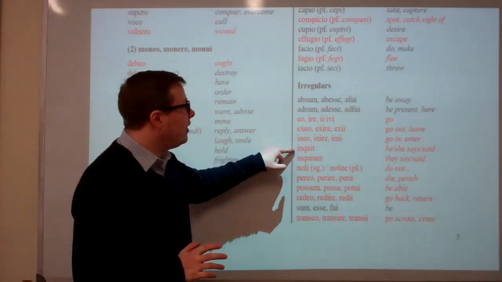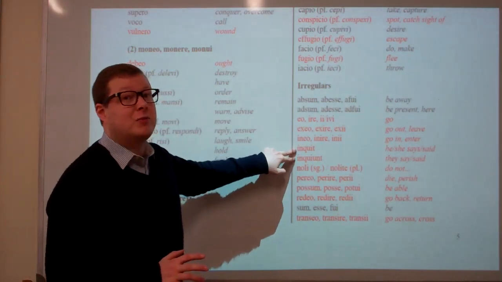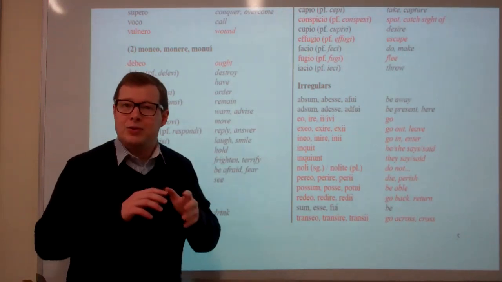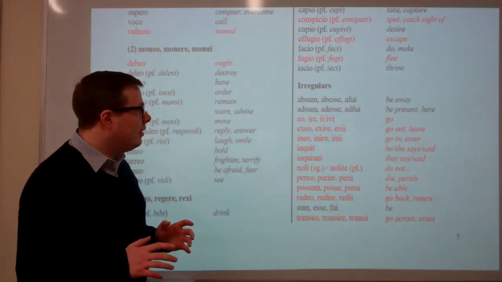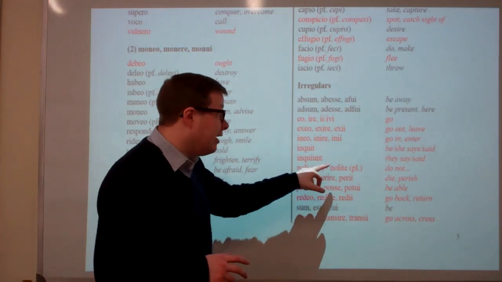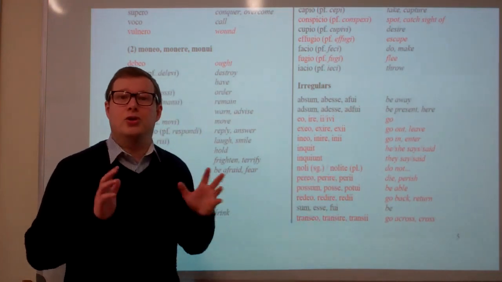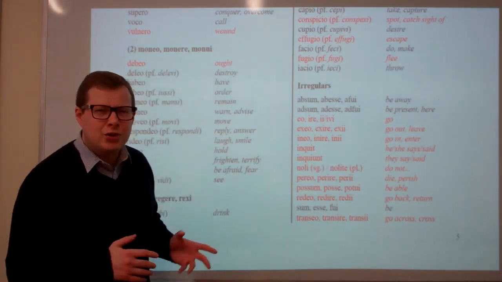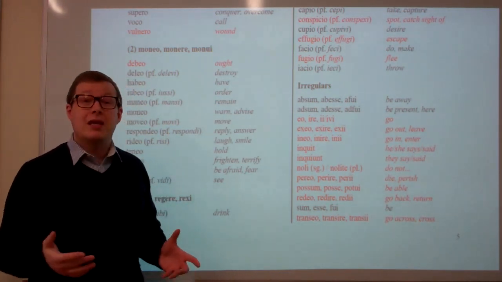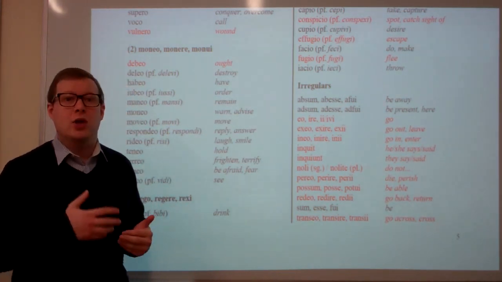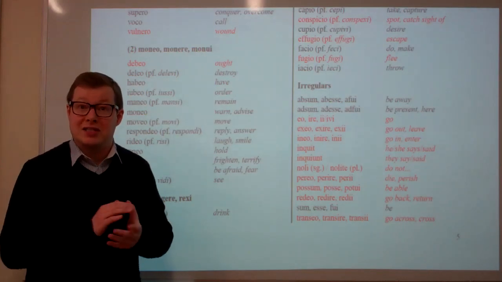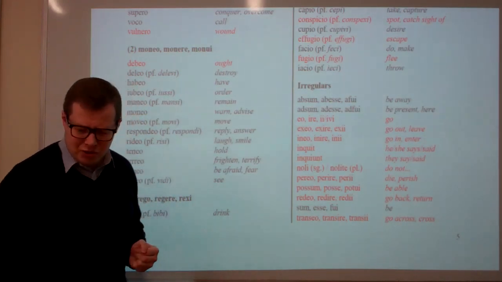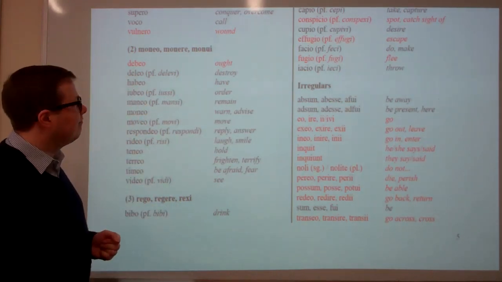Finally, there's inquit and inquiunt, which are verbs of speaking, and they come up outside of direct speech. And lastly, noli singular and nolite plural. Don't do something. Literally, be unwilling to do something. They're followed by an infinitive. Nolite oppugnare, don't attack. They're called negative commands or prohibitions.